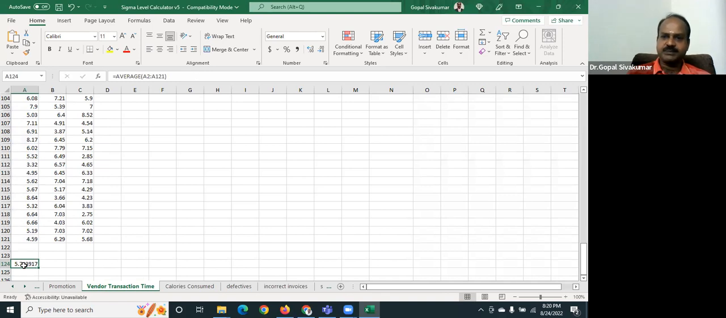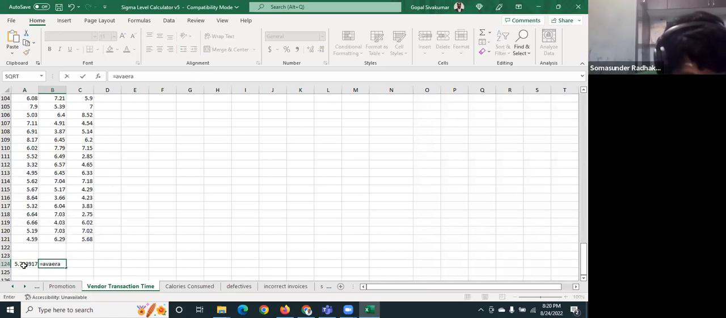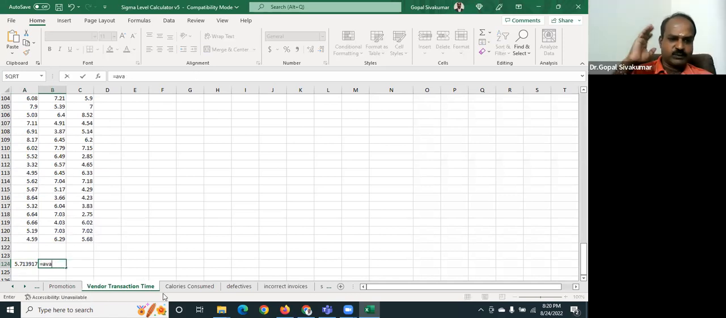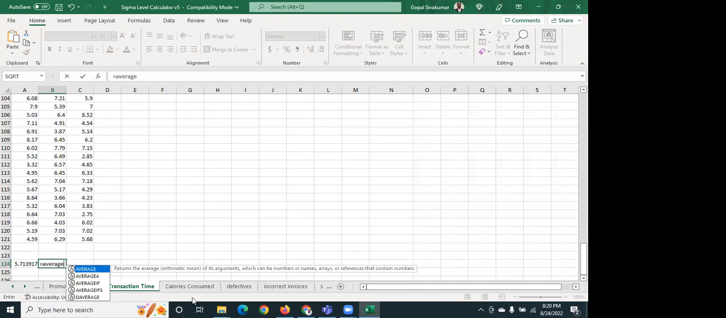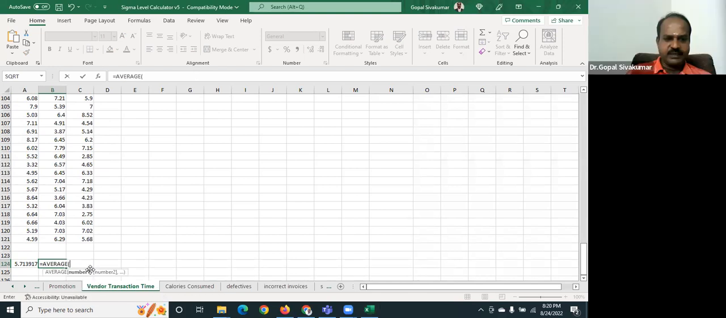What is the formula used? The formula used is, 5.7... yes, 5.713. Very good. Now the formula used is average. Average, then you select your data below.